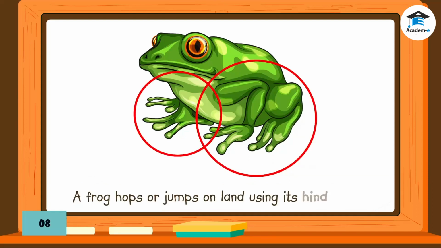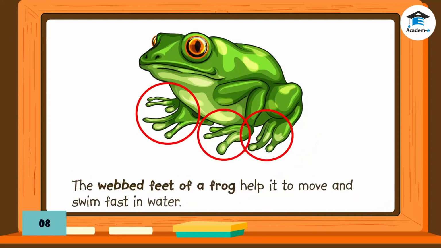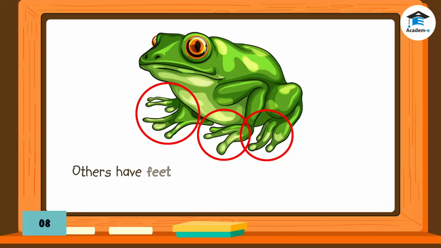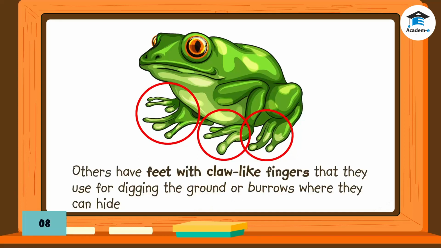A frog hops or jumps on land using its hind legs. The webbed feet of a frog help it to move and swim fast in water. Some frogs have feet with sticky pads which help them in climbing trees. Others have feet with claw-like fingers that they use for digging the ground or burrows where they can hide.